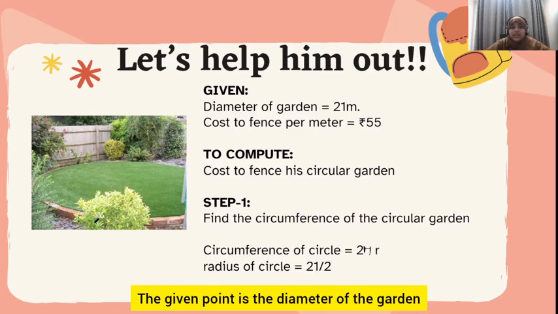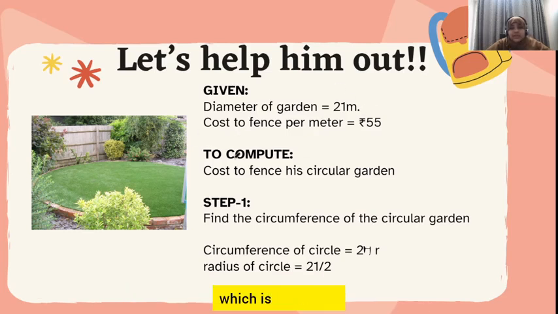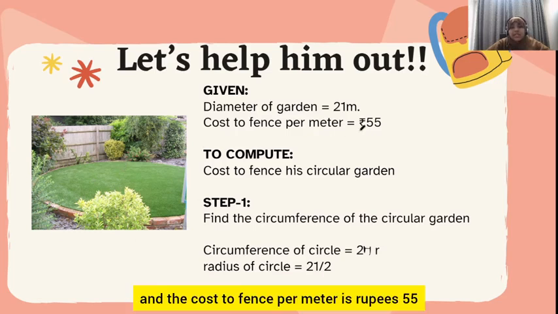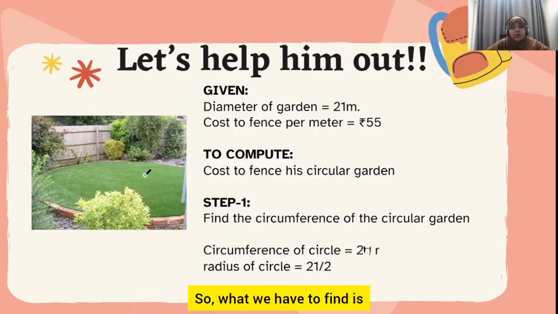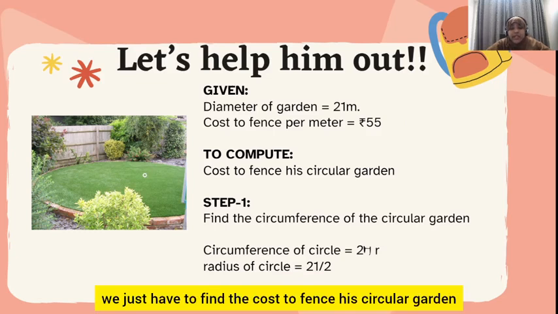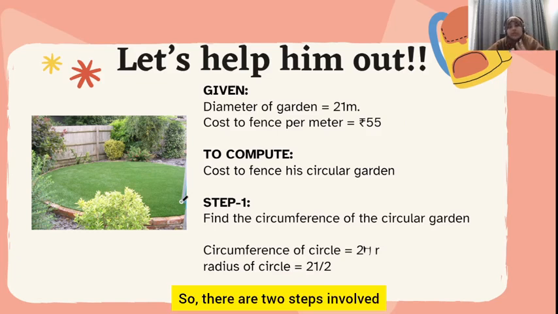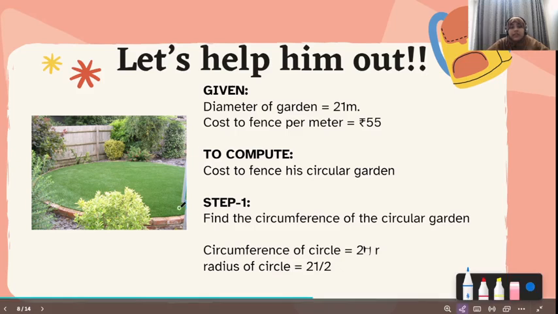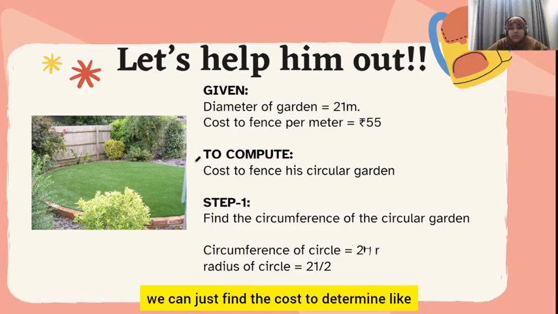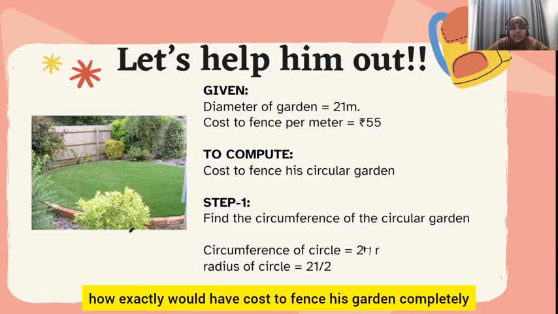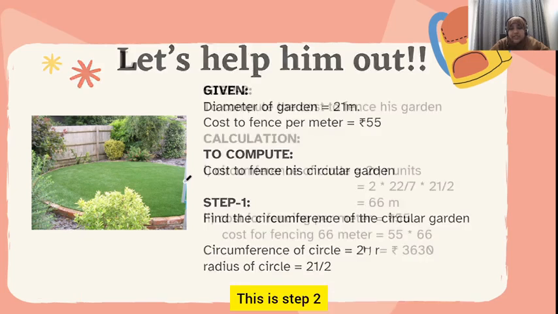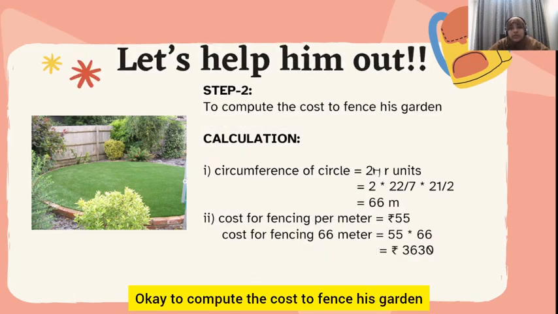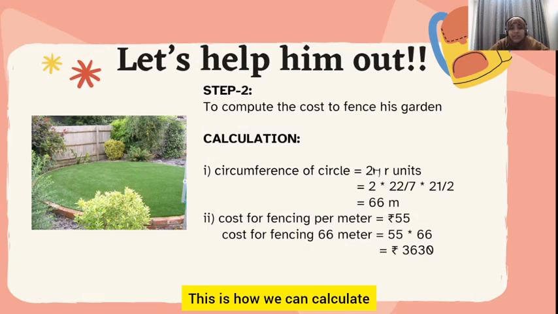The given points are the diameter of the garden, which is 21 meters, and the cost to fence per meter, which is rupees 55. What we have to find is the cost to fence his circular garden. So there are two steps involved. Step one is to find the circumference of the garden. Step 2 is to compute the cost to fence his garden completely. This is how we can calculate.